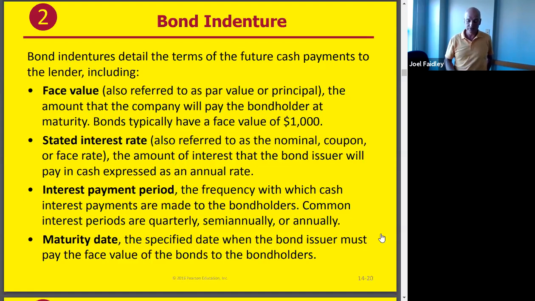And of course, the maturity date, how long of a term is this? Is it 3 years, is it 5 years, 10 years? And of course, that with the interest payment period dictates what N is equal to.